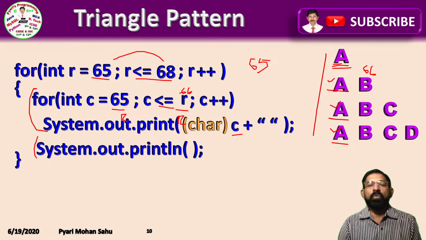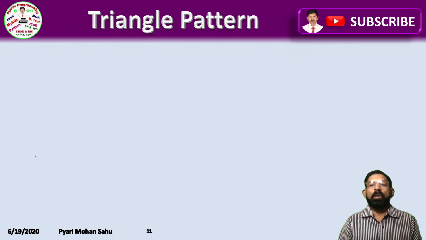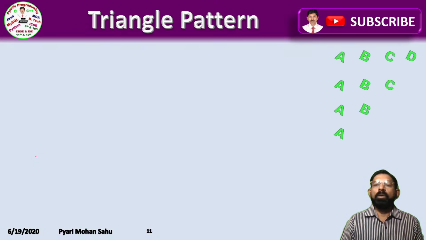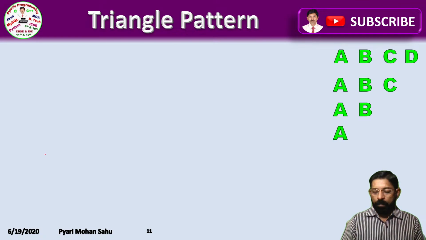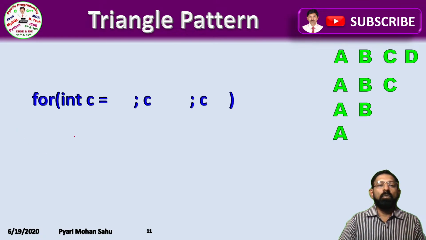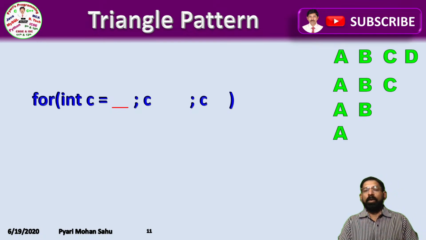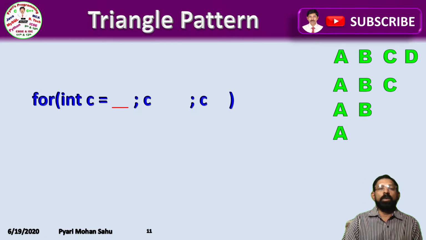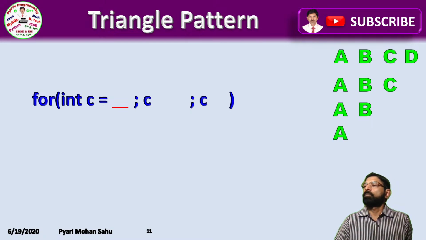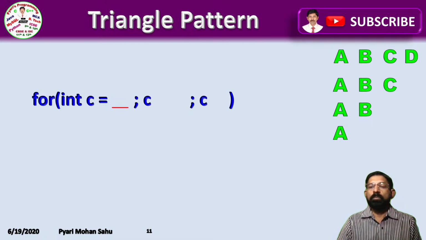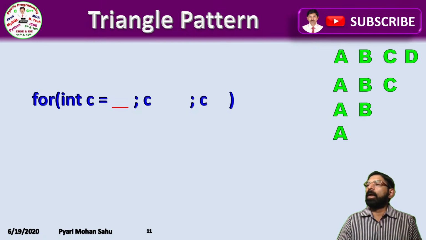Hope everyone has understood this one. We'll quickly move towards the next pattern. Now it is completely your turn. You will send me now A, B, C, D, A, B, C. What should be the initial value of C? Quickly. One answer at a time. What is the initial value of C?